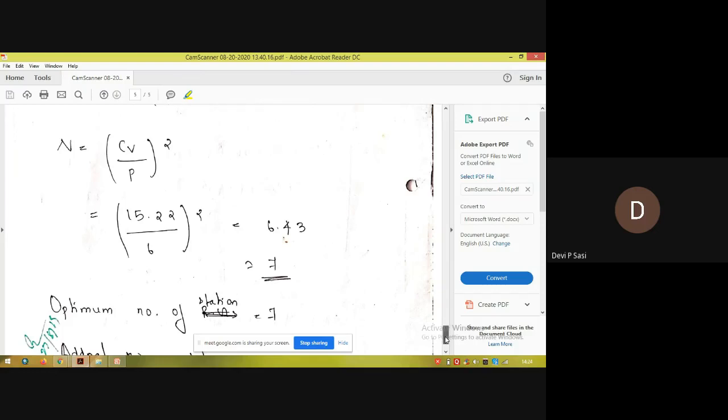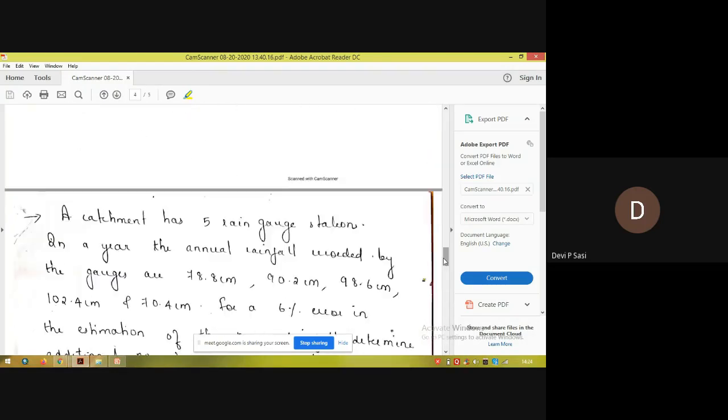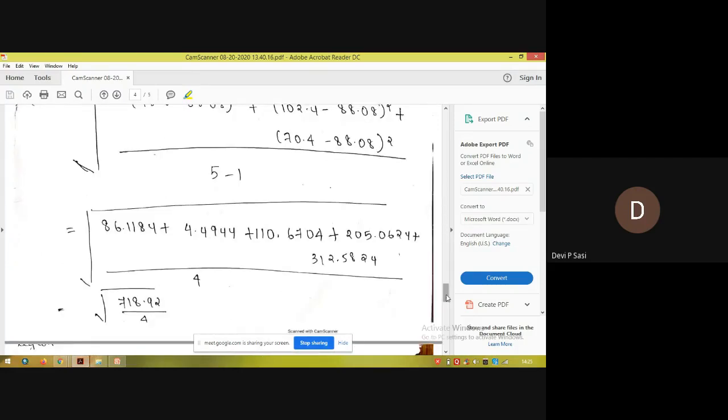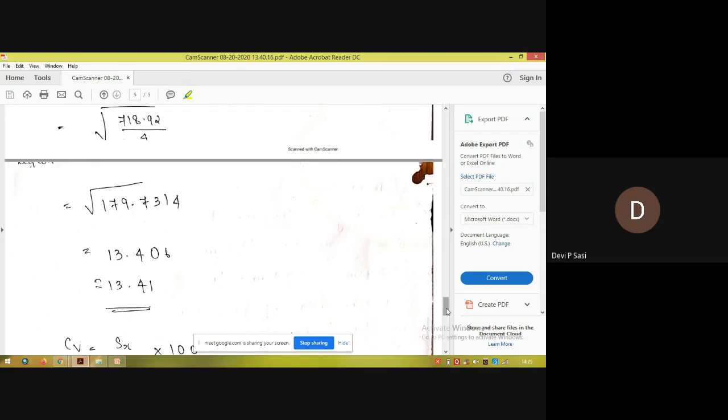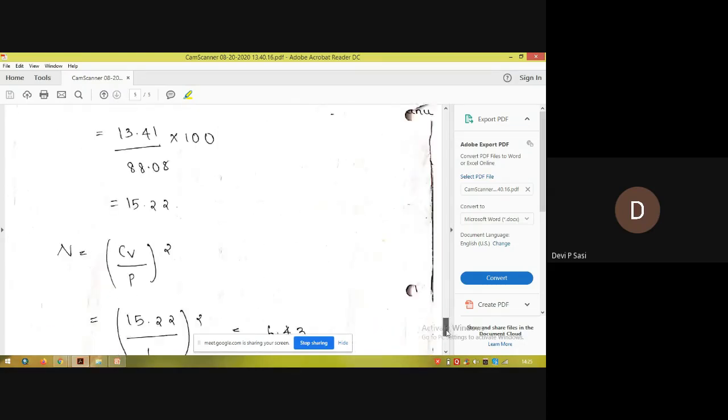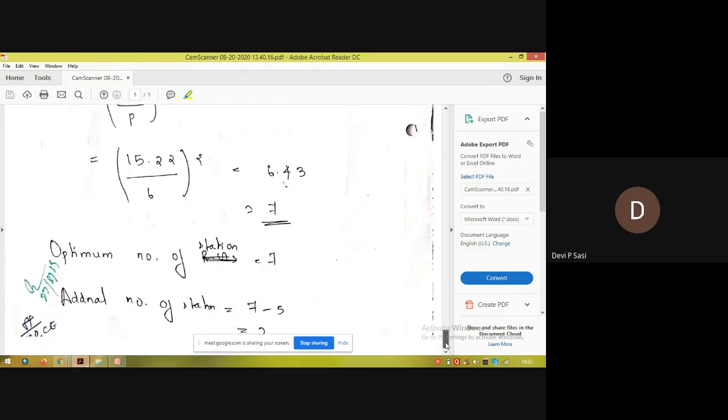So what is the number of rain gauges present? It is 5. So what will be the additional rain gauges? The optimum number of rain gauges is 7, the number of rain gauges needed there. But here only 5 have been provided. So what should we do? We should provide an additional number of 7 minus 5, that is 2. 5 rain gauges are already present there, and 7 is the optimum number of rain gauges. So how many extra are needed? 7 minus 5, that is equal to 2.